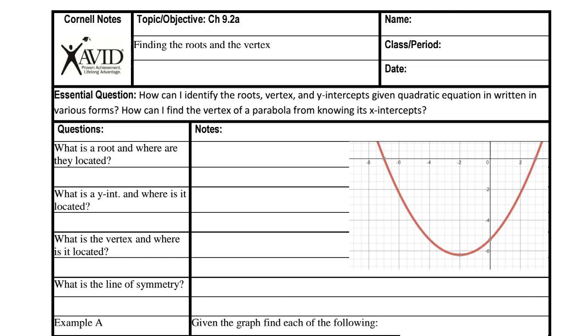Lesson 9.2a, finding the roots and the vertex. Our essential question is, how can I identify the roots, vertex, and y-intercepts given quadratic equations written in various forms, and how can I find the vertex of a parabola from knowing its x-intercepts?